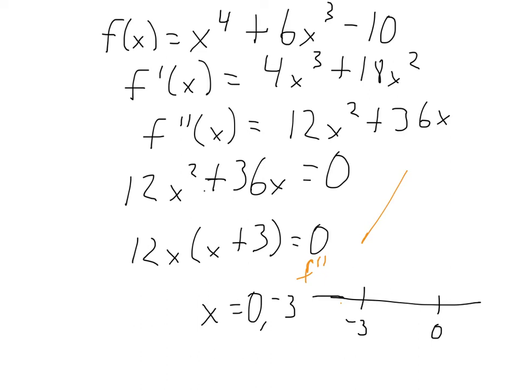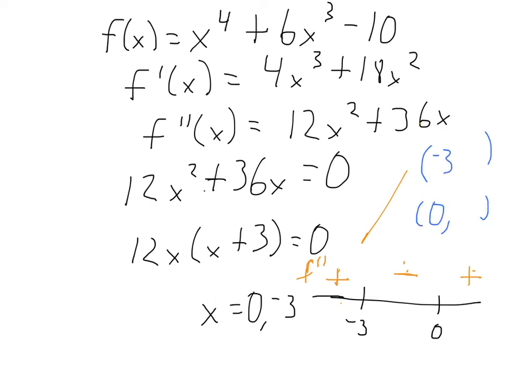So when I plug negative 4 into my second derivative, I get a positive number. Therefore, my graph is concave up to the left of negative 3. When I plug in negative 1, I get a negative number. So it's concave down when I'm right of negative 3. And when I plug in a positive number over here, I get a positive. Therefore, my graph is concave up, then concave down, then concave up again. Both of these are definitely points of inflection, -3 and 0.